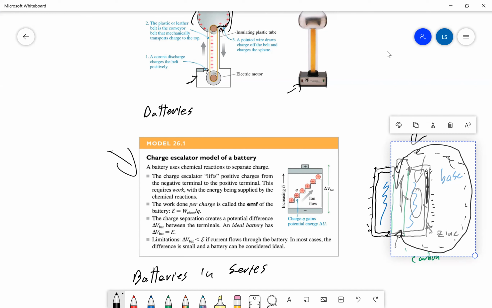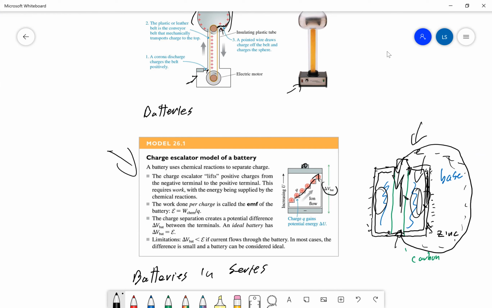It works like this. You take these positive ions, and through the work done by these chemical reactions, you increase the potential energy of these ions until you get to the top. When they're at the top, they're at a potential difference, delta V battery, compared to the bottom. You could call that zero, and then this would be V battery, although we usually just talk about the difference, delta V battery. It gains that potential due to the work done by the chemical reactions.